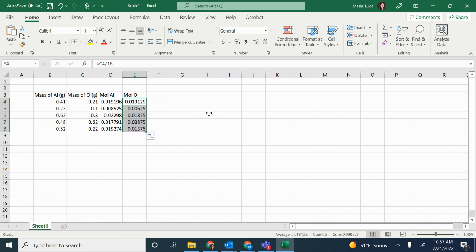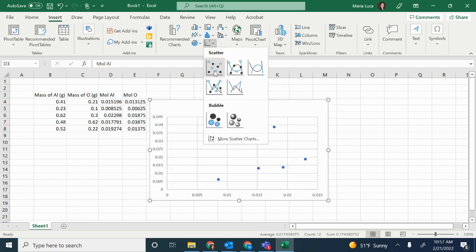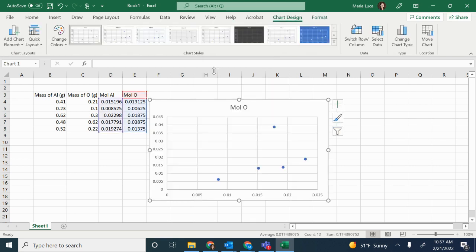Wonderful. Okay, next thing that I'm going to do is, of course, I want to make a graph. So I am going to go ahead and select these two columns. I do not want to graph the masses. I want to graph the moles. So I'm going to do that. I'm going to then go to Insert. And then if I go over to the charts, I'm going to pick the Insert Scatter, and I'm just going to pick this very first one this time.